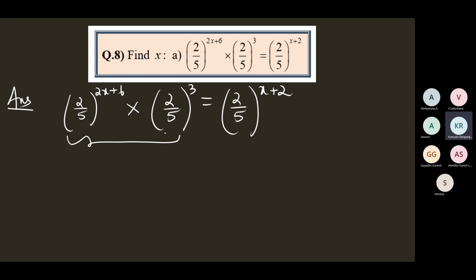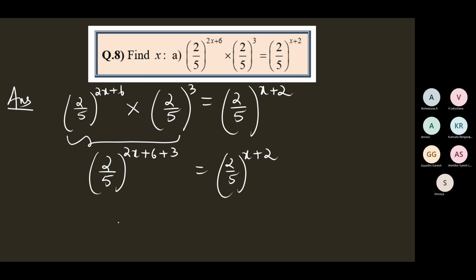So what is the rule? Bases are same and it's multiplication. Add the powers. So write the base once and add the powers. 2x plus 6 plus 3 is equal to, write the RHS as it is. That's already simplified. Nothing can be done with the RHS. Now in the LHS we have 2 by 5 the whole power 2x plus 9 is equal to 2 by 5 the whole power x plus 2.